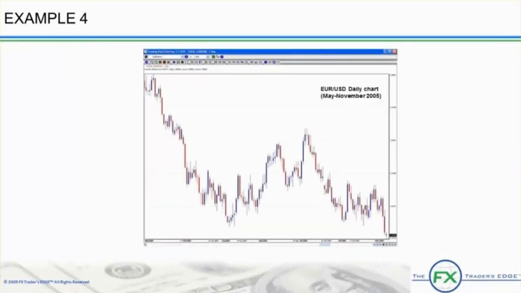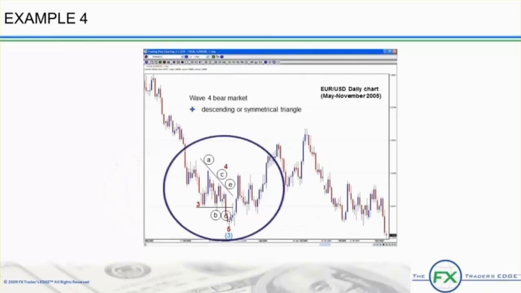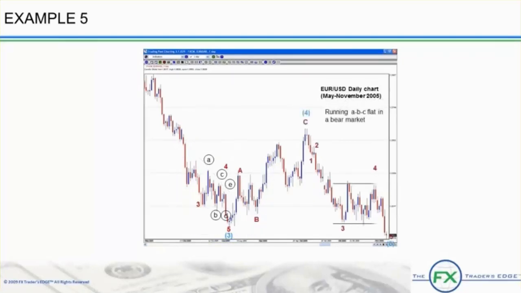This chart is the Euro-USD daily from May to November '05. The first pattern is a descending triangle, which shows up in a fourth wave position of wave 3. The breakout of this pattern concludes the subwave 5 of the wave 3. Also note the declining tops and flat bottom in the descending triangle. The second pattern is a running ABC flat, which also shows up in the fourth wave position, but in wave 5. The running ABC flat is akin to a rectangle formation in classic chart pattern analysis.